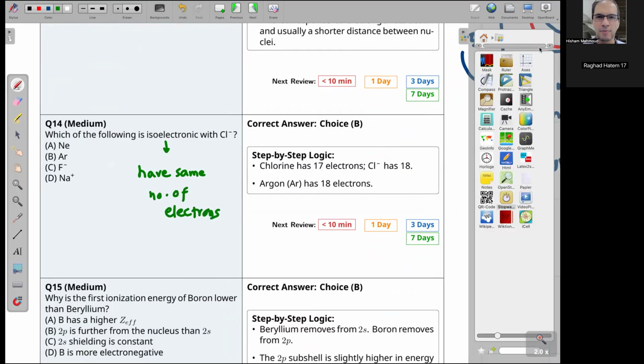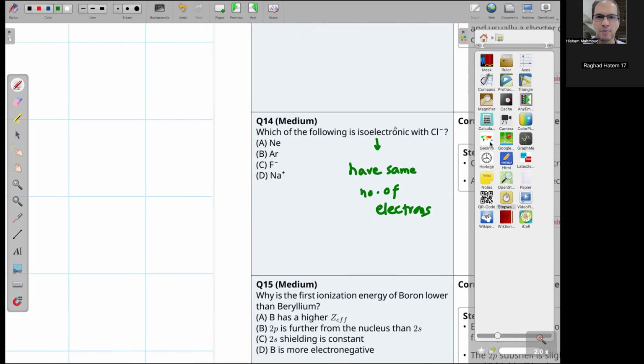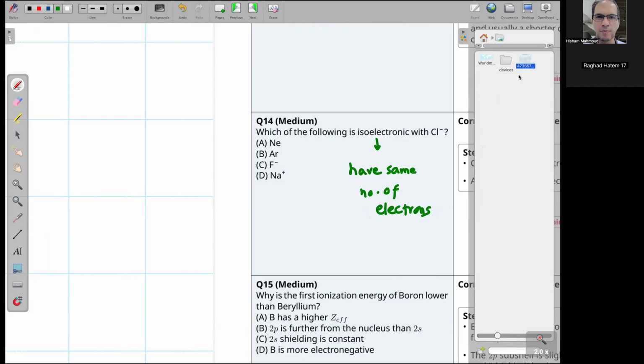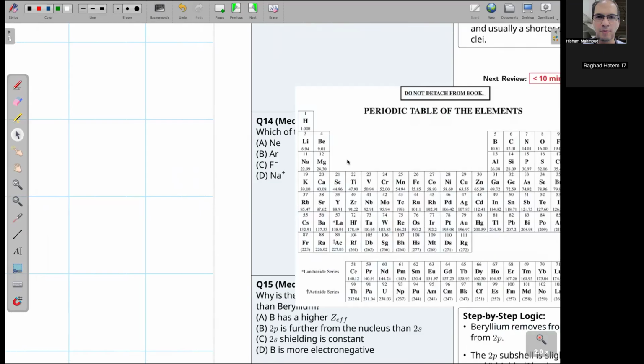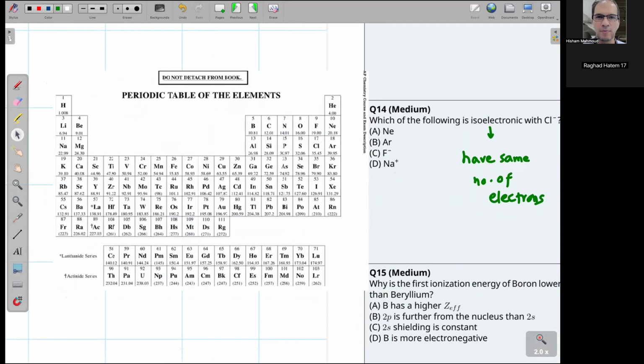Let's have a look at the periodic table because it will help us in this. So this is the periodic table. This is the neon. We said we want something that is similar to Cl minus. How many electrons does Cl minus have? It has 17 plus 1, 18. So argon is the one, it's 18, correct. Neon is very far, that's 10 electrons. F minus is the same as neon, it is 10. And Na plus is also 10. So this is 18 and this is 10, it's not correct.